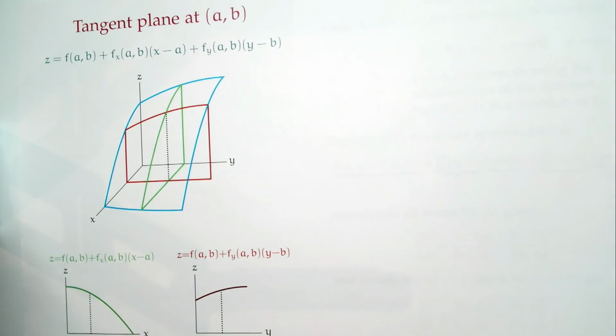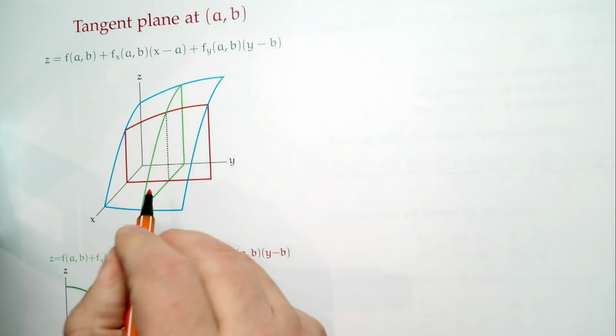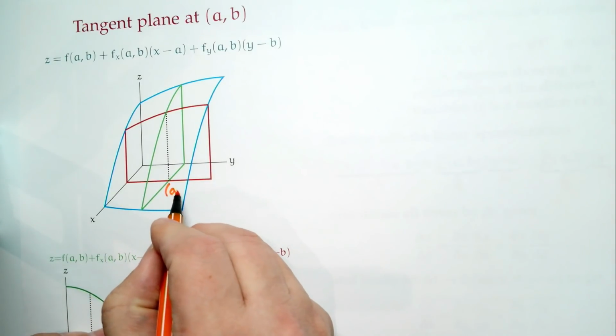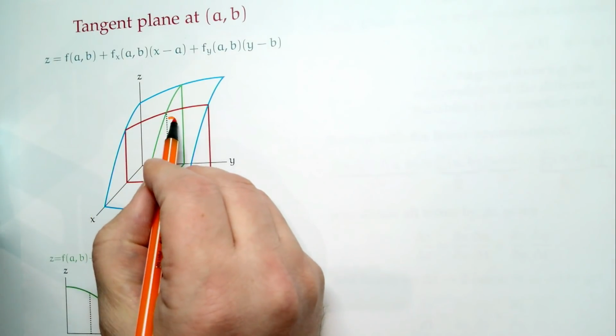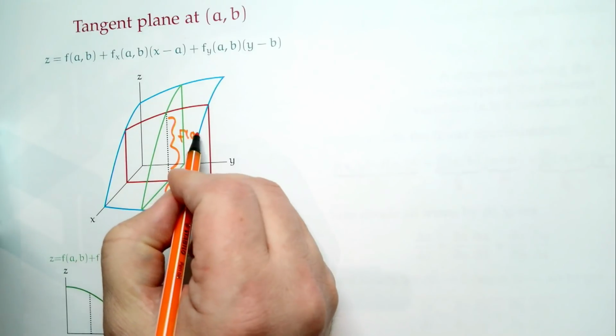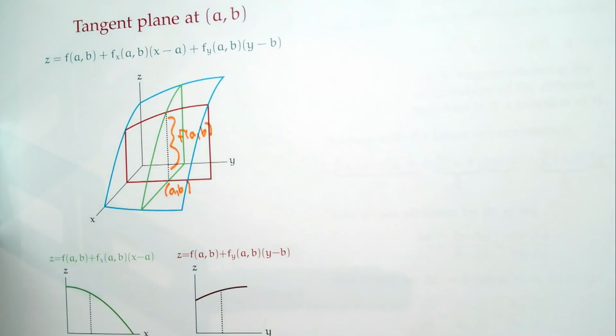And so I have a point. So you should think of this point down here. This is the point a comma b. And the f of ab, that's my height. So f of ab is how far up I go. Now what's happening to these partial derivatives? Well, think about the slices.